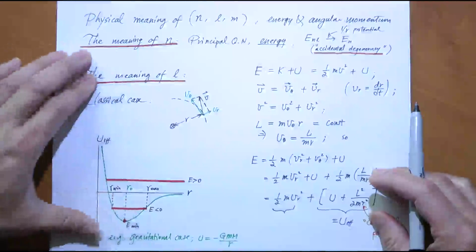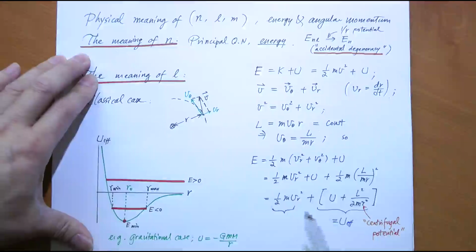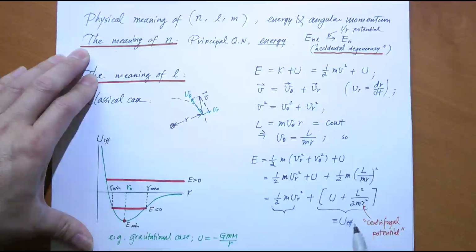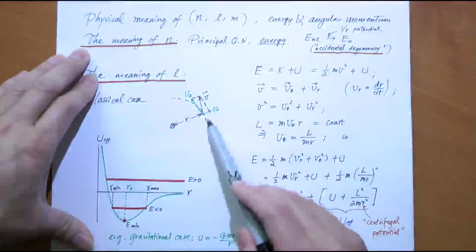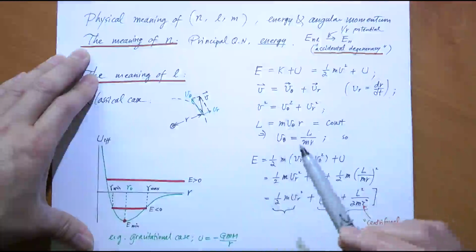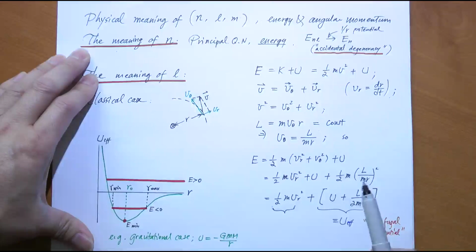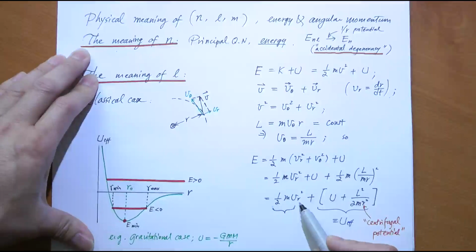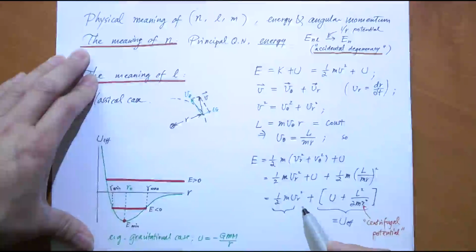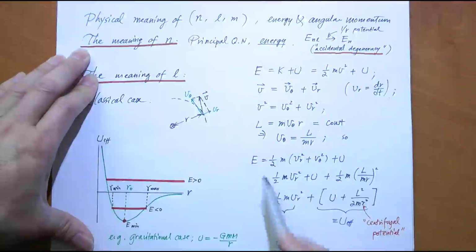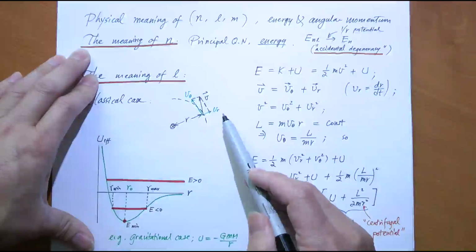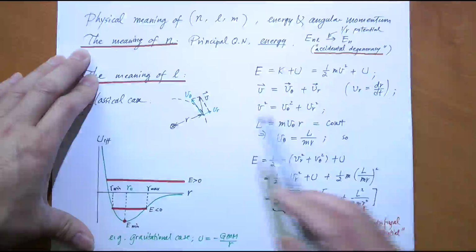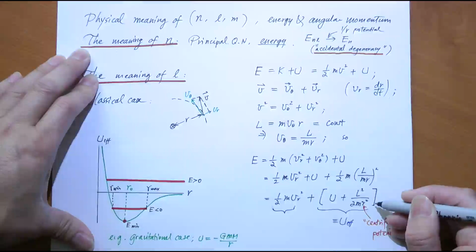And what is the importance of writing E in terms of the effective potential plus the kinetic energy having to do with only radial motion? Because now we don't have to worry about the tangential motion. We can just focus on the radial motion, on how r changes as a function of time. R changes as a function of time, governed by this energy, which means you can think of the radial motion of the object effectively as one-dimensional motion in this effective potential.